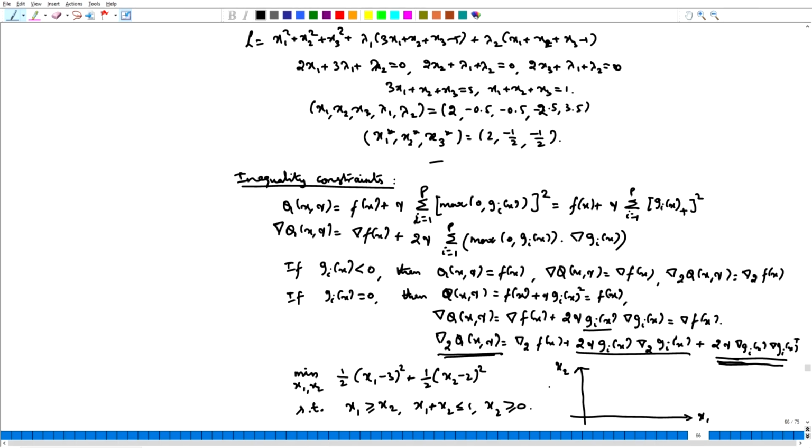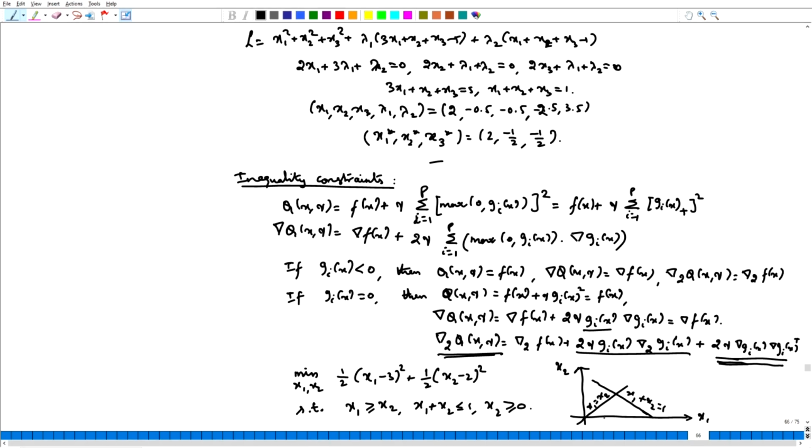Okay. So, x1 greater than or equal to x2 is this region, the one right of the line that I drew now. This is x1 equal to x2, and x1 plus x2 less than or equal to 1 will look like this. So, the one to the left of this. This is x1 plus x2 equal to 1.